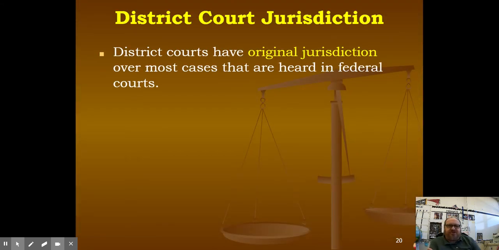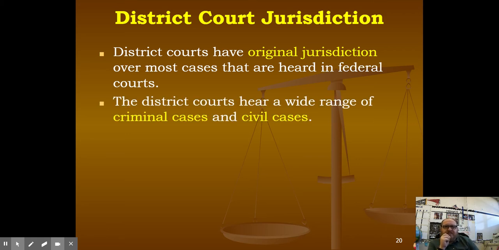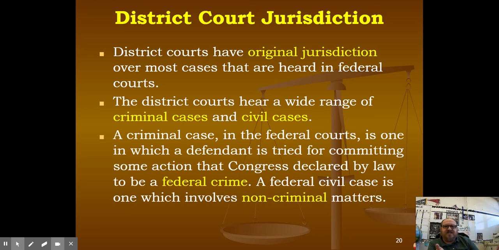All right, so district courts have original jurisdiction over most cases that are heard in federal courts. The district courts hear a wide range of criminal cases and civil cases. A criminal case in the federal courts is one in which a defendant is tried for committing some action that Congress declared by law to be a federal crime. A federal civil case is one which involves no criminal matter. So that might be a lawsuit or argument over a contract or something like that.